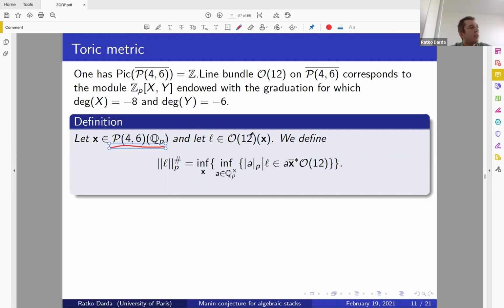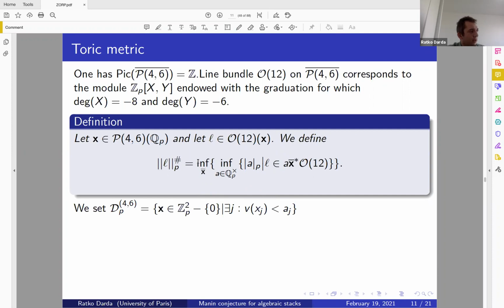We take a section of the line bundle at this point. And what we do, we firstly take this infimum for a fixed extension to ZP. So X bar here is a ZP extension of X. For a fixed extension, you firstly calculate this norm and take this infimum. This is the standard definition. And now, because we have infinitely many extensions and don't know which one to take, we are simply going to take the infimum over all extensions to ZP points.